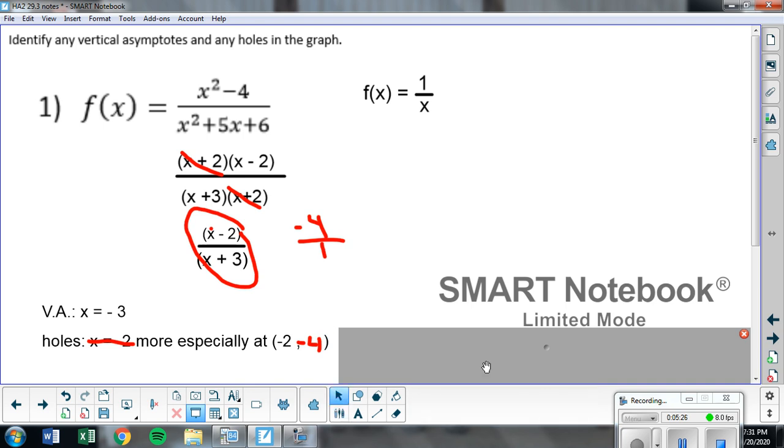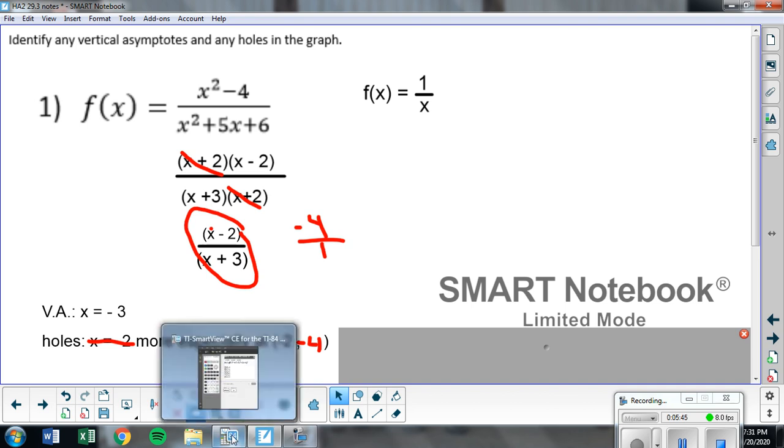So in your homework, if I give you this question, I expect to see it simplified, things crossed out, and then your vertical asymptote will be a straight vertical line, x equals a number. Your hole will be a point. Now, because this is our first one, I want to expand on this question a little more, even though we're done, just so you can kind of see what's happening.